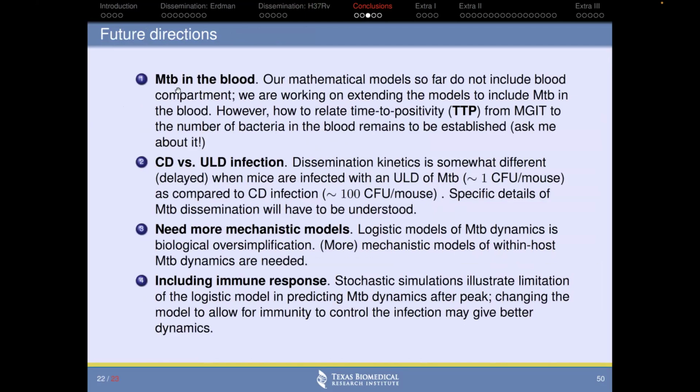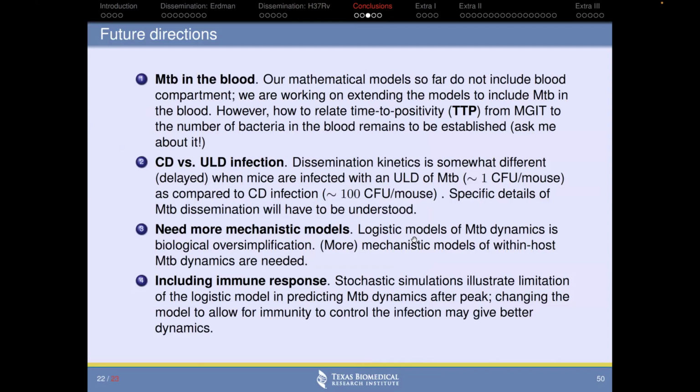And there are a few future directions where we want to go. We still want to understand how MTB disseminates specifically in the blood, and how to use this metric of time to positivity from the assay that I mentioned. It's called MIDGET. We have some results, but they're not final yet. We want to understand whether the bacteria disseminate differently in conventional dose infection, which is about 50 to 100 bacteria, versus so-called ultra-low dose infection, where you typically infect with 1 bacterium per mouse.